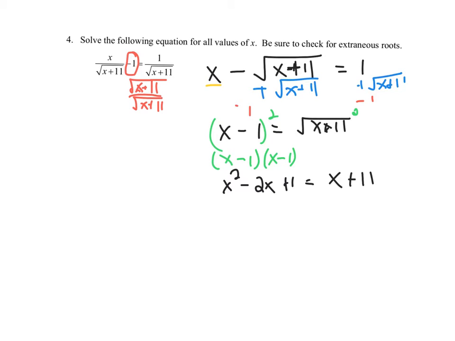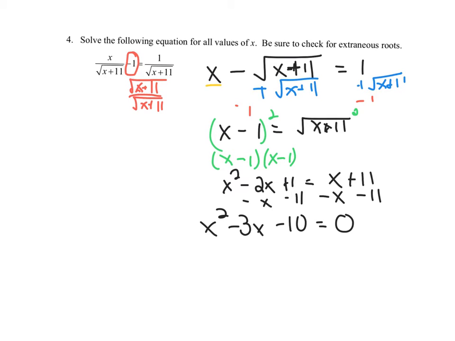So since we have a quadratic equation, I'm going to move everything to one side, set it equal to 0, and then try to factor, or if we have to, use the quadratic formula. So I'm going to subtract x on both sides and subtract 11 on both sides.